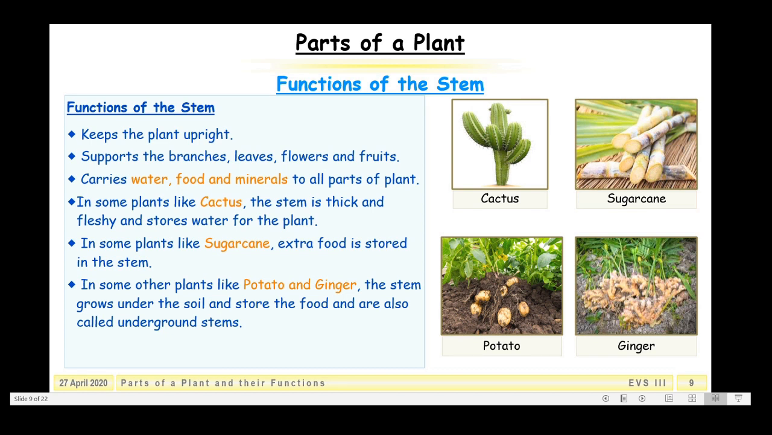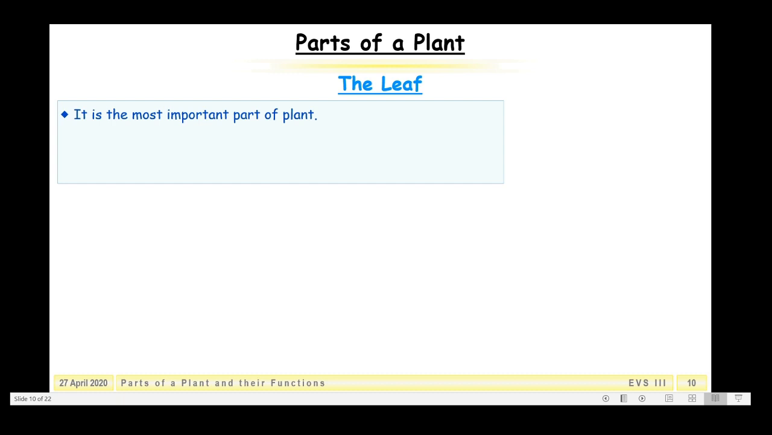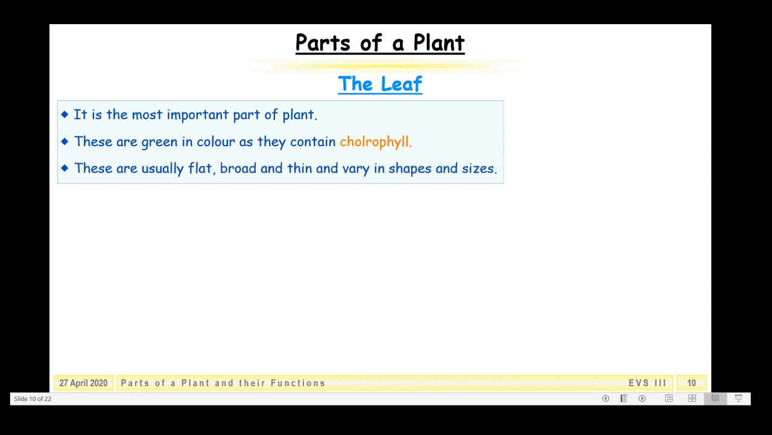So after this, we will switch over to the very important part of the plant. And by now, I'm sure all of you know what that part is. Yes, the leaf. And what makes it so important? Yes, because it is the kitchen of the plant, right? So it is the most important part of the plant. Leaves are green in color as they contain chlorophyll, right? Then they are usually flat, broad, and thin. That means they vary in their shapes and sizes.